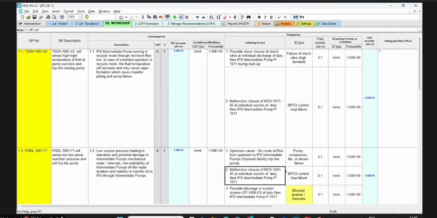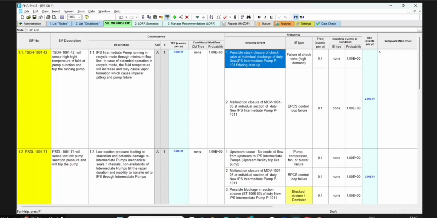MOV number 1011. 05. Yes, 100105. 100105. This is old number, new number. Old number. Okay. Then here also the same thing, na? 1001, same old number. Same, no? Same, yes. Also same.